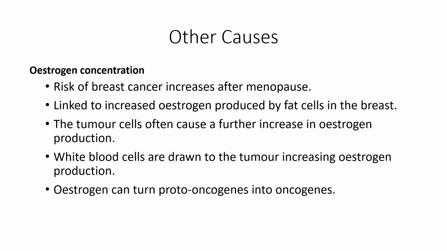There's also been evidence to suggest that tumor cells are actually able to increase the production of estrogen, and also the white blood cells that are drawn to the tumors increase estrogen production further, and with the excess of estrogen you're more likely to develop more proto-oncogenes and oncogenes, and as a result more tumors appear.